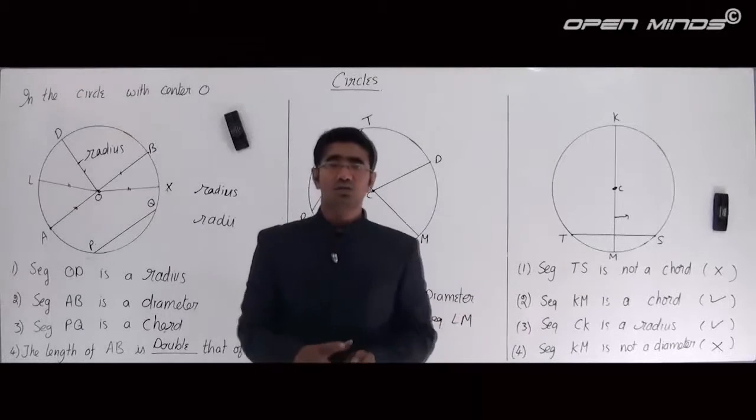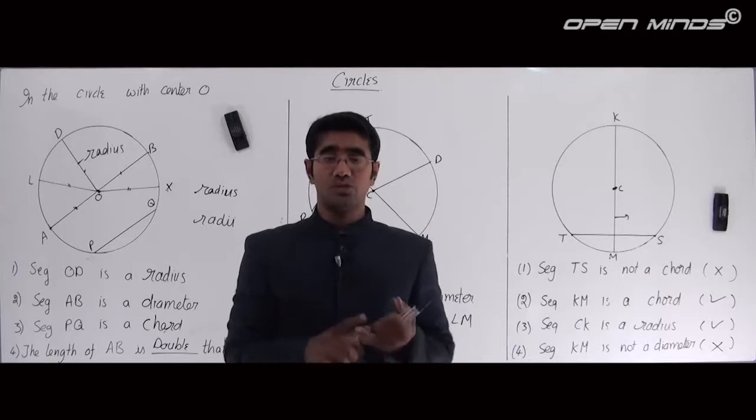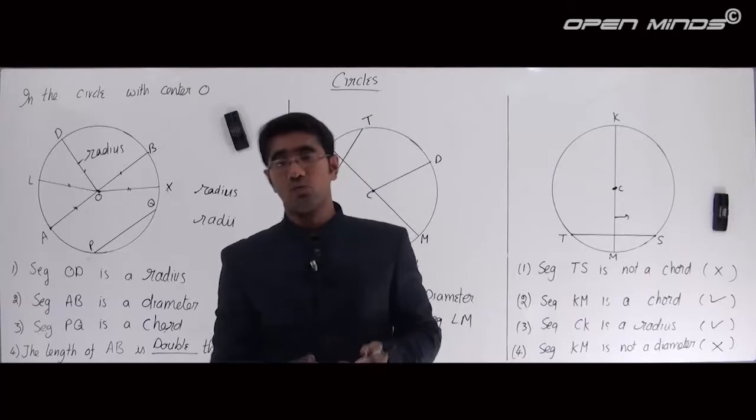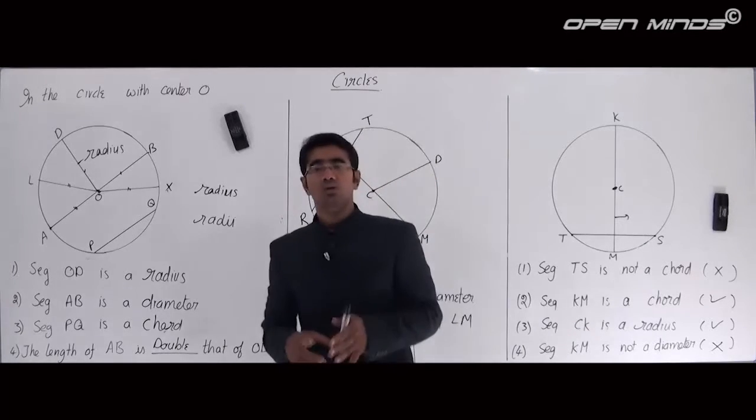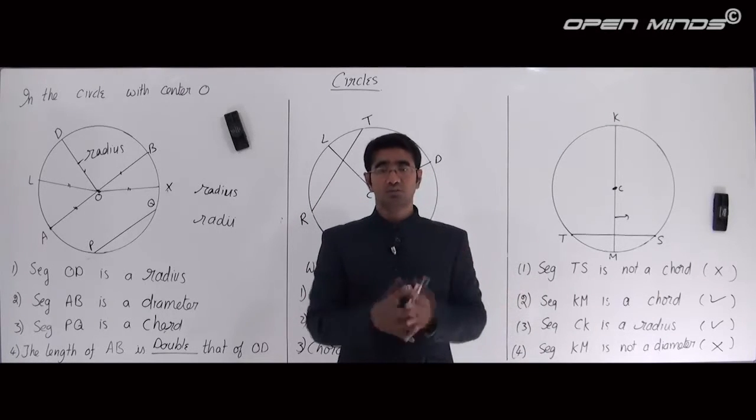That's all about it. So this was a fast revision of circles and 3 or 4 things we should know. What is a center, what is a radius, what is a chord, and what is a diameter. Now we'll go ahead learning more properties based on these 4 terms we just learned.